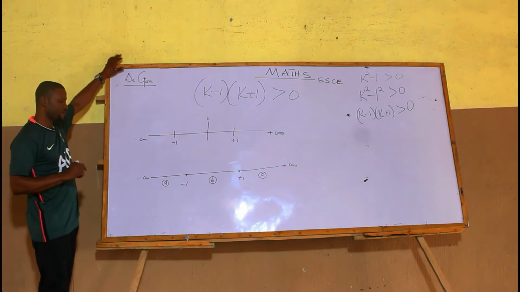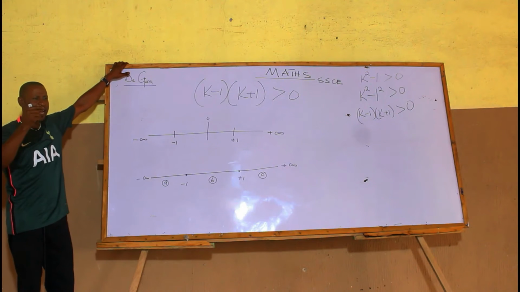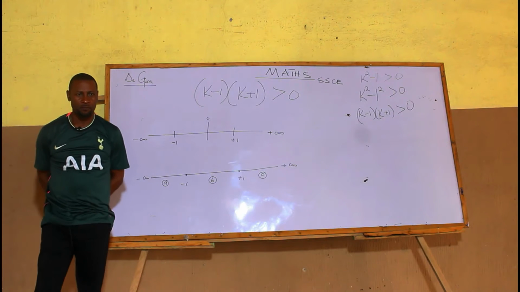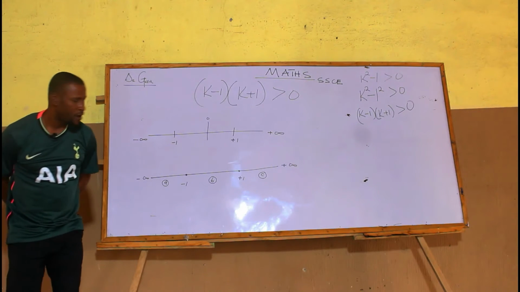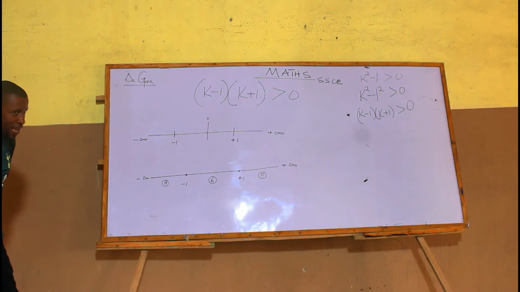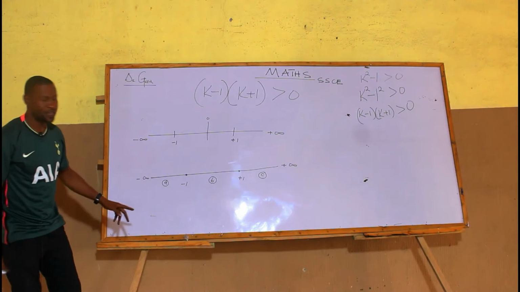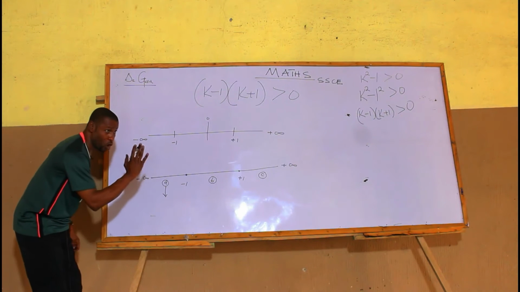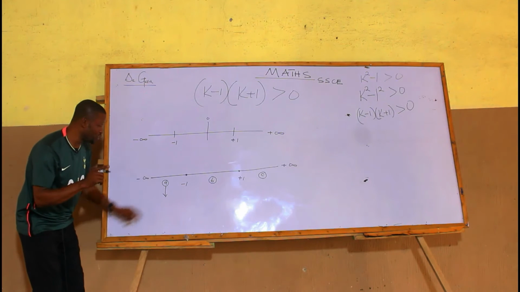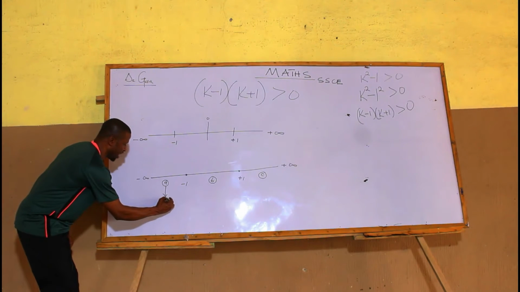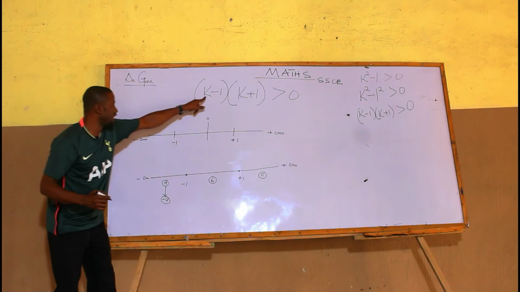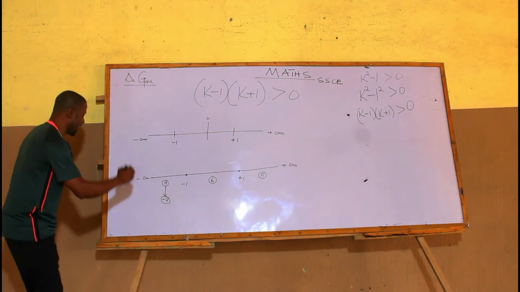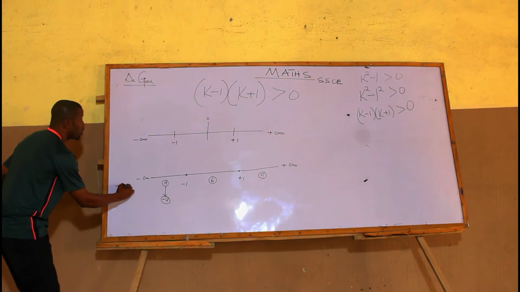Class, watch this. Can somebody pick one number that is in the first region, region A? Minus 2 is there. So we are doing what we call testing the region. I'm taking minus 2 now. Anywhere you see k, put minus 2. We are testing. That will be minus 2 minus 1.